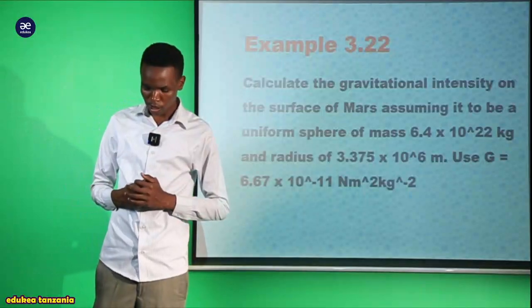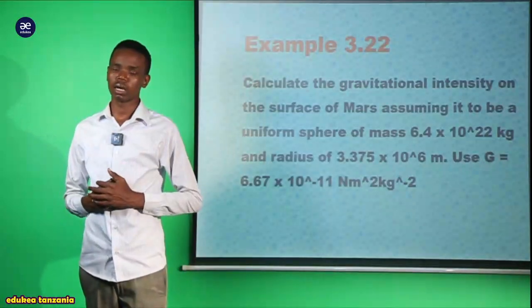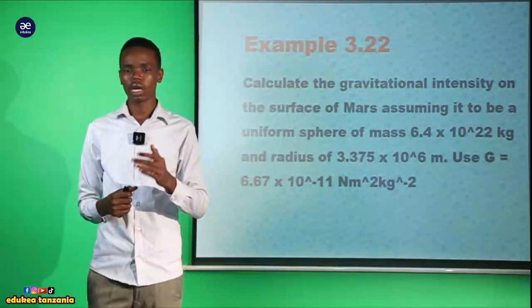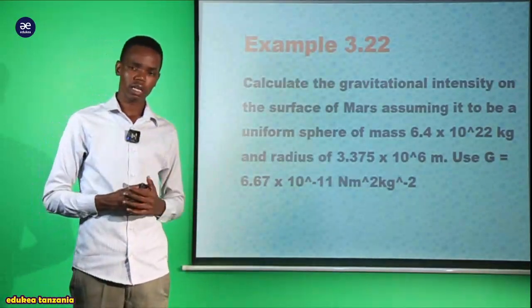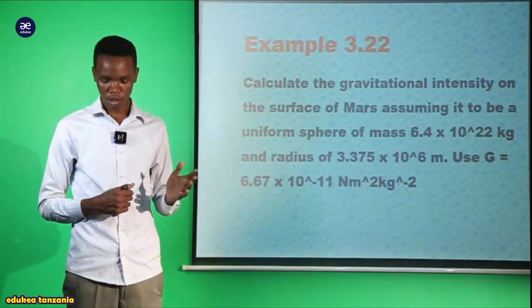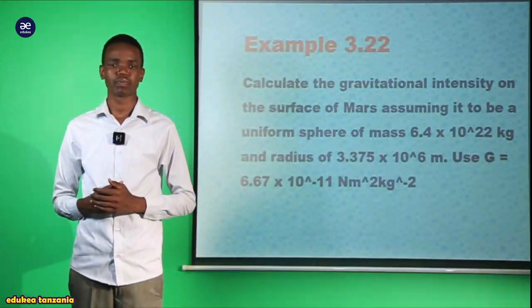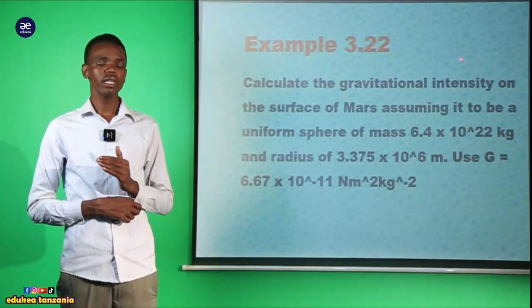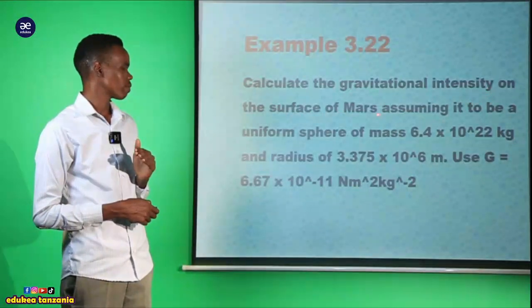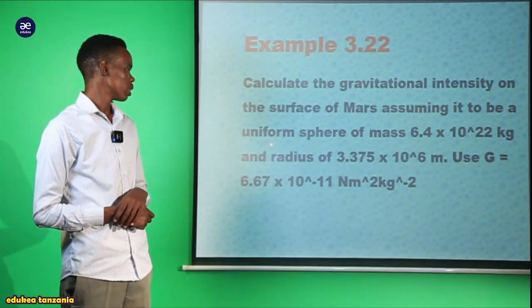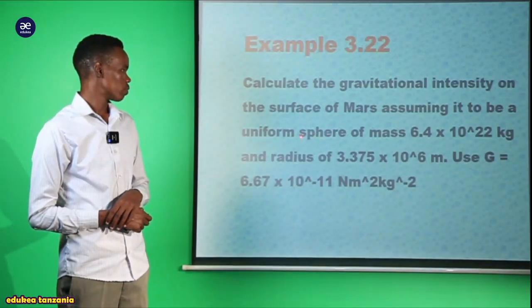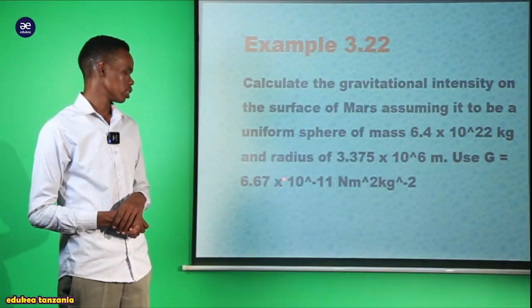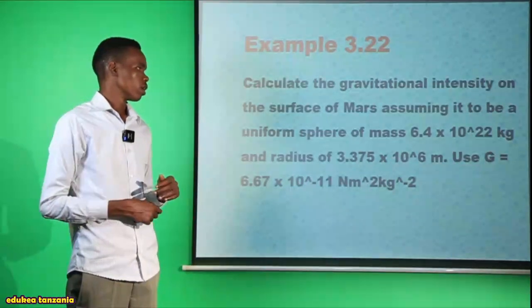So after this, my dear student, let us come back and look at the examples related to the gravitational field strength, the gravitational potential, and finally the gravitational potential energy. This is what we are going to see in our example here. Our example says: calculate the gravitational intensity on the surface of Mars, assuming it to be a uniform sphere of this mass and this radius. Use G equal to this value.